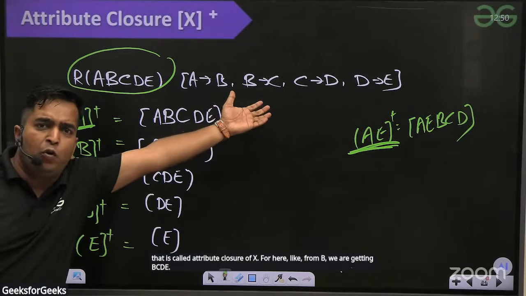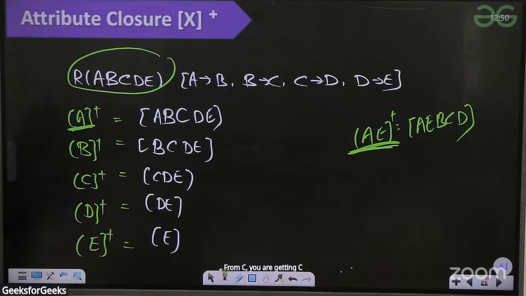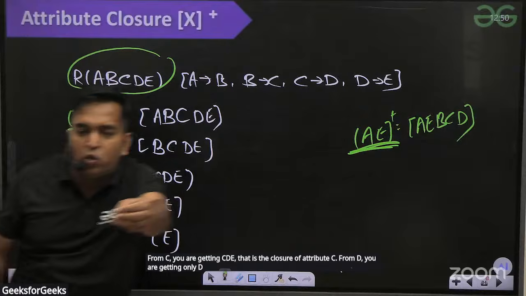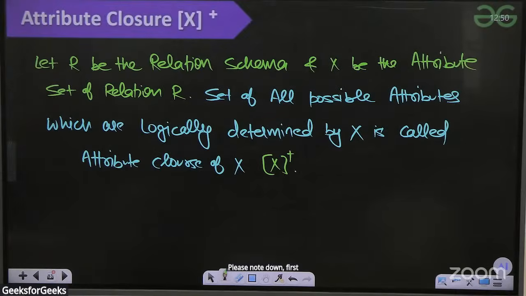That is the attribute closure of B. From C, you are getting C, D, E. That is the closure of attribute C. From D, you are getting only D, E. This is the closure of attribute D. Getting it? Please note down this definition first, then we start the question. And from this topic, questions have come in PSU exams and in GATE. We will discuss.